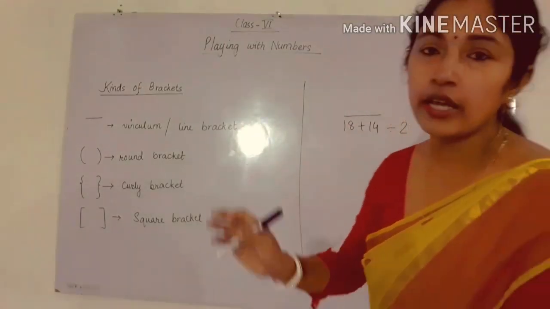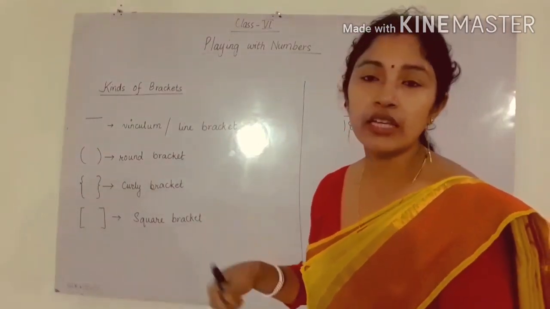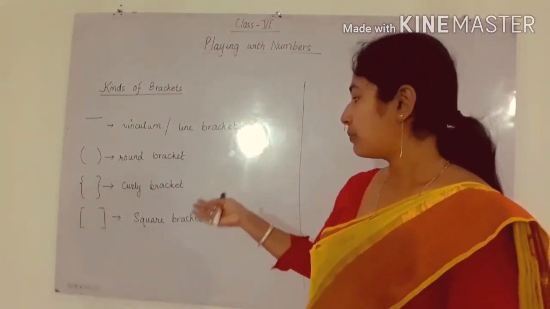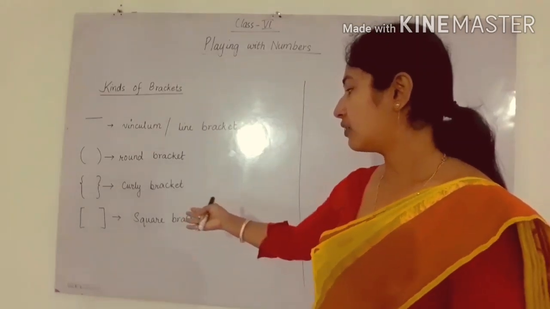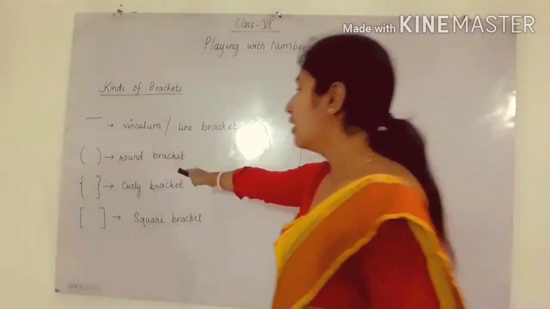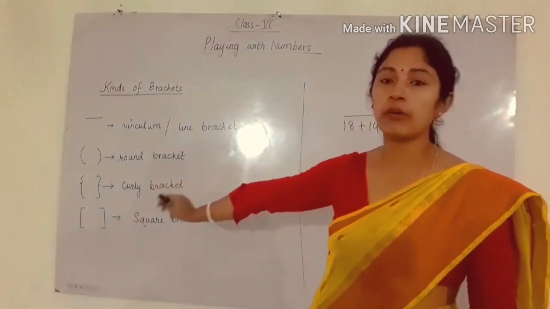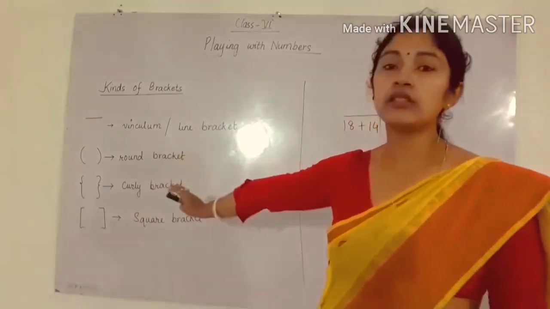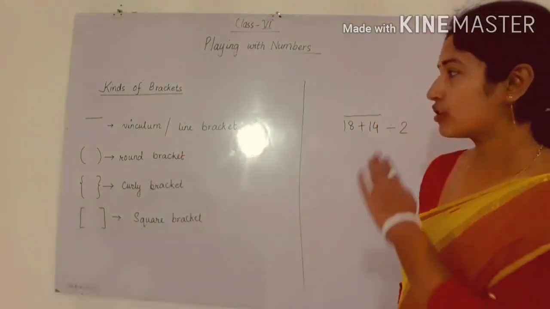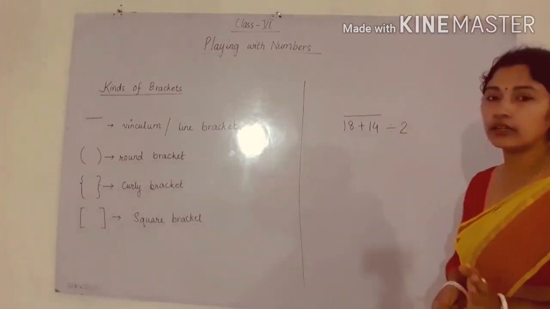There are different names in the book also, but I have written the simple names which you can easily remember. For example, there are different names for square bracket and different names for round bracket, but these are the simplest ones, so you can easily remember them. That's why I have written these names. So first of all, come to thin column or line bracket. How is it written in an expression?